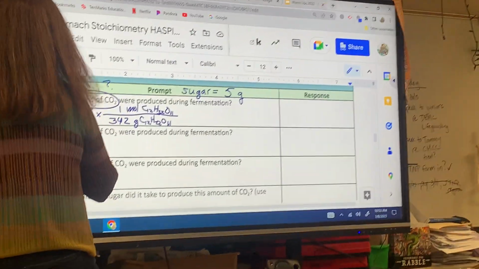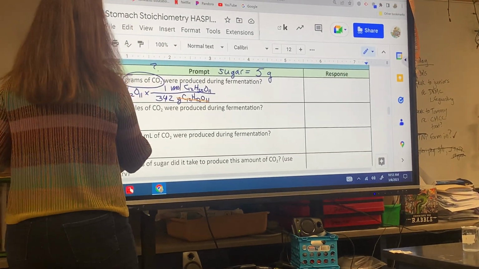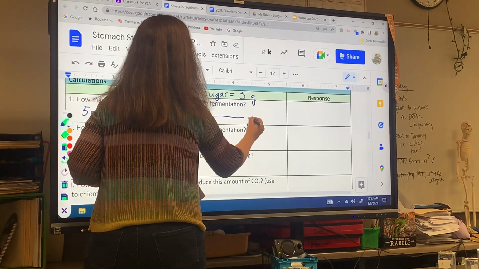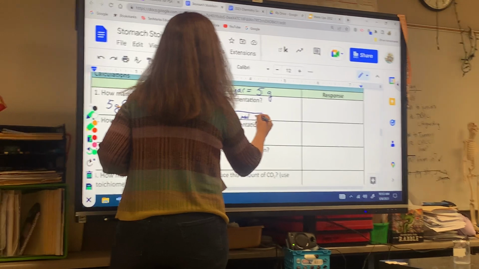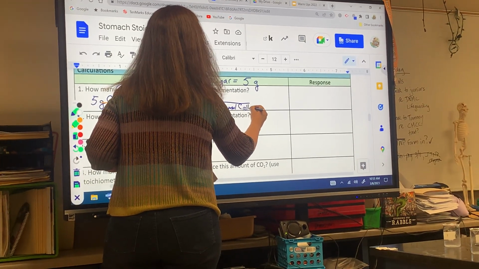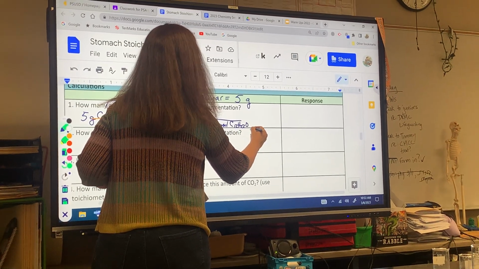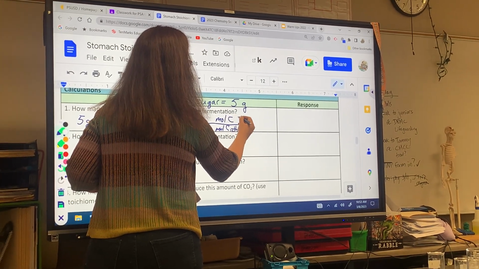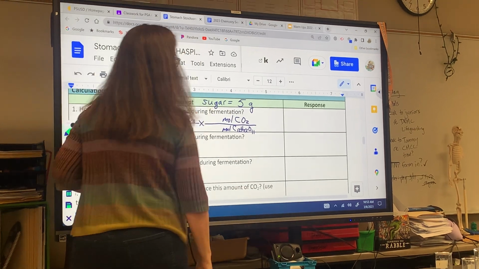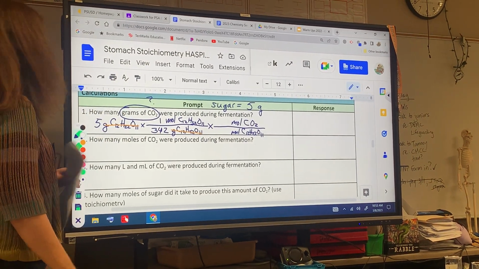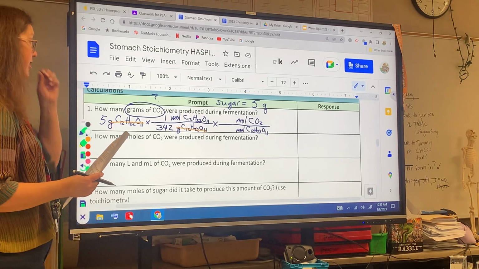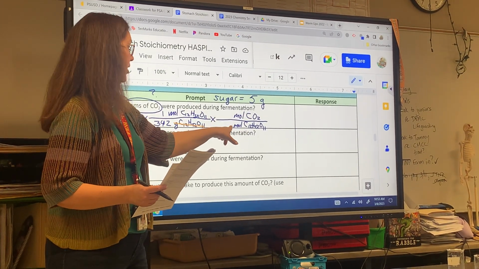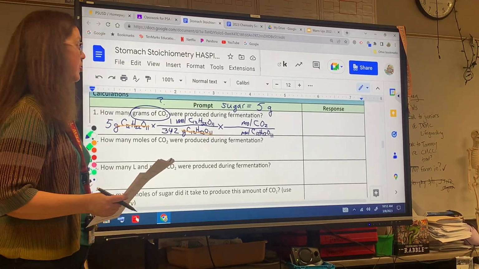And now we can cross cancel. Life is so much better when we're doing stoichiometry. And we're going to switch to moles of CO2. I think this is the last problem I'm going to be able to do because we're running out of time. So now we have to look back at the balanced reaction, which I didn't write down, so you guys have to tell me. In the balanced reaction, what's the number in front of CO2 and what's the number in front of C12H22O11?